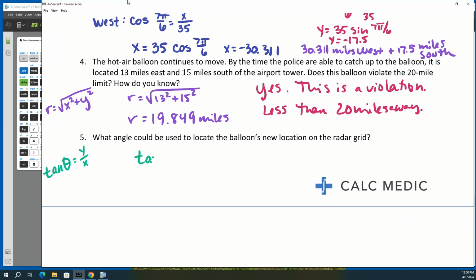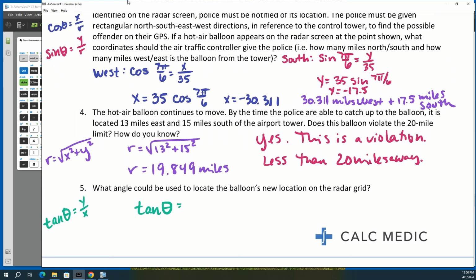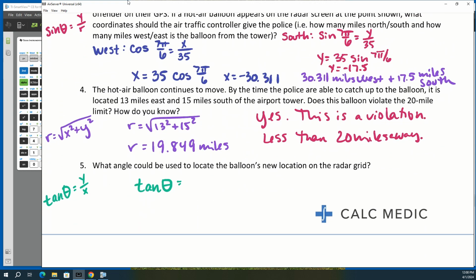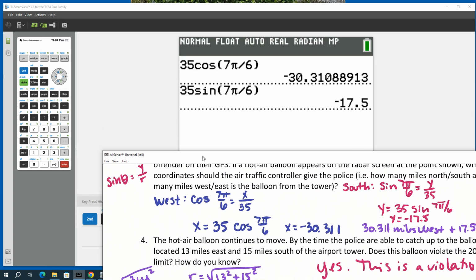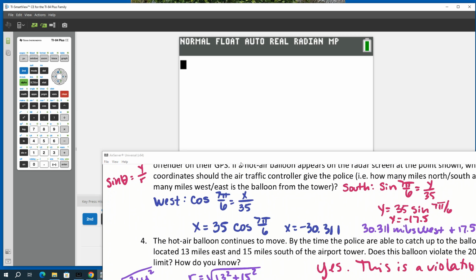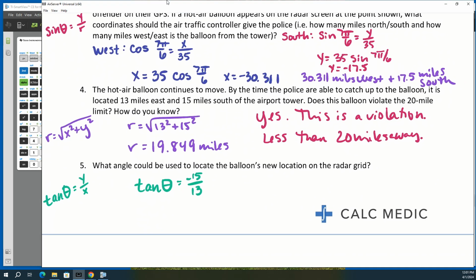So in this case, the tangent of theta is equal to, now we have to be careful. Because we are south, the y needs to be negative, and then east is going to be a positive x value. And this one would require a calculator anyway. So what we would do, if we know what the tangent is, we want to find the angle that has that tangent. The angle is the inverse tangent.